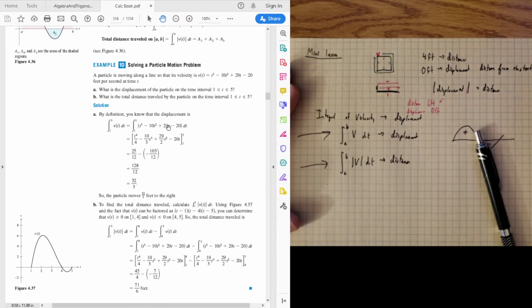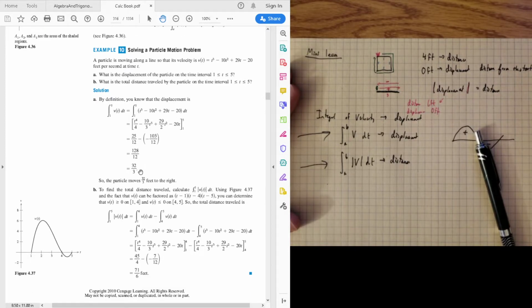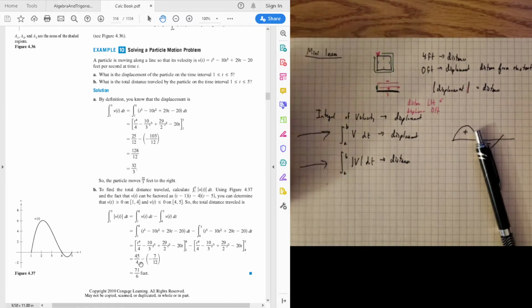You'll notice that when it talks about displacement, it gets one answer of 32 over 3, which is a little less than 11. When it talks about distance, it got a larger answer, 71 over 6, which is almost 12. It's different answers because in the picture, you can see that there is a part above the graph and a part below the graph. When you do a basic integral, it's going to take this part as positive and the other part as negative. When I do the absolute valued version of the integral, it's going to take them both as positive and put them together. So there's your little mini lesson.